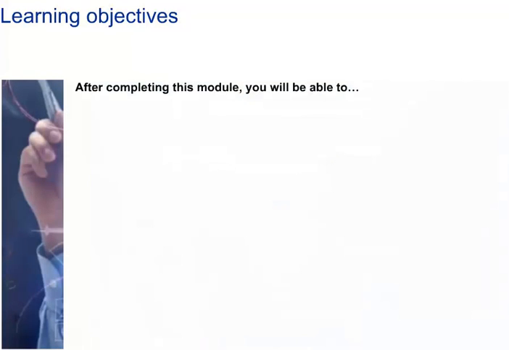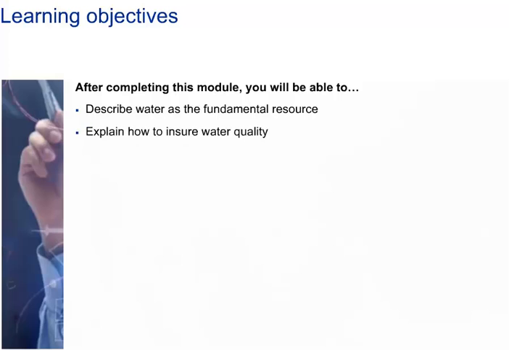After completing this module, you will be able to describe water as the fundamental resource, explain how to monitor and ensure quality of water by different technologies, describe mag meters, analytical differential pressure, continuous water analyzers and level products with their working principles in the water cycle.